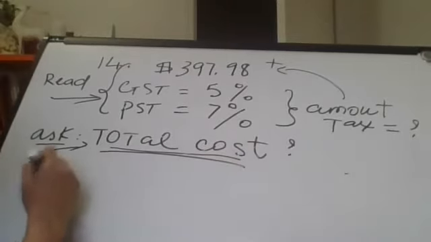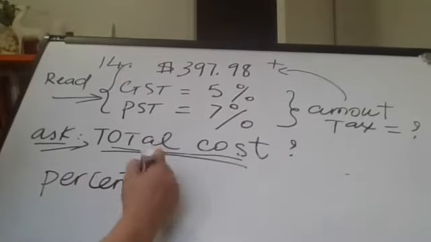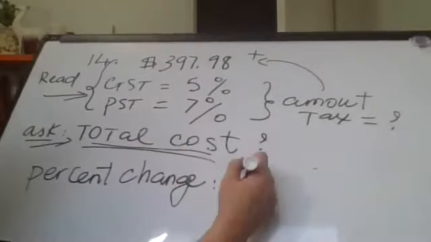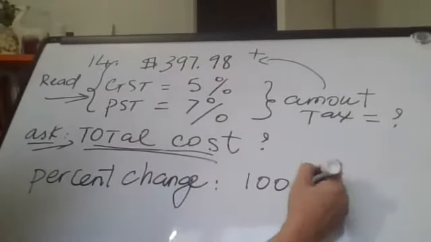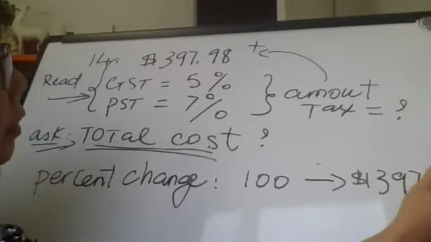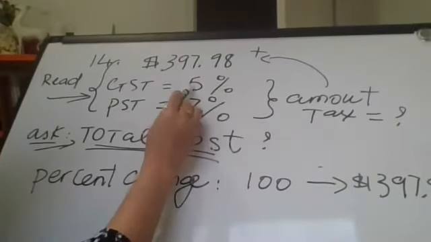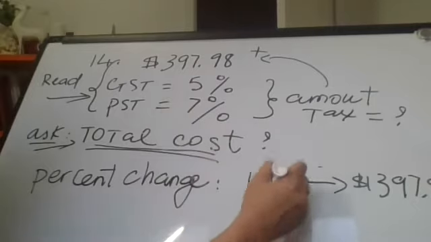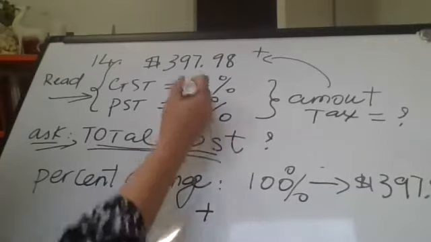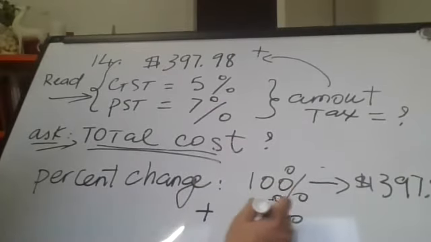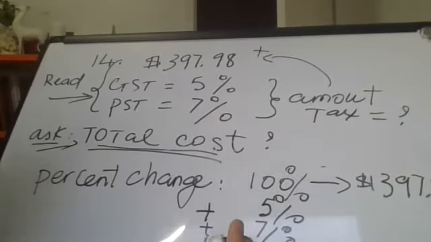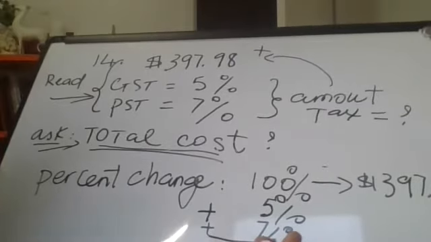So work like this. In the percent change we talked about in the video before and in the lesson before, you know the 100% is the cost of $397.98. But because you had to pay for the tax in here, this 100% is no longer the amount you have to pay. You have to add 5% and 7%. So in total, the percentage turned out to be 112%.